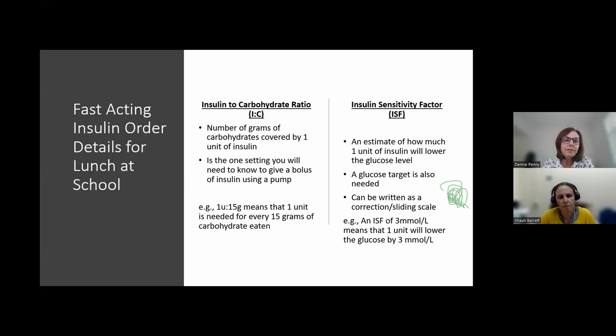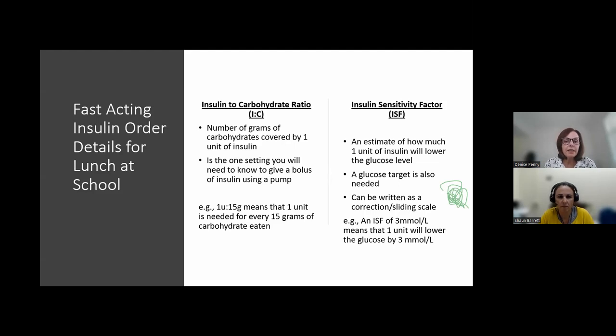You'll see in terms of the orders coming through for the fast-acting insulin, some of the children are using what's called an insulin to carbohydrate ratio, or an ICR. Basically, that is a number of grams of carbohydrates that is covered by one unit of insulin. And this allows some more flexibility for the amount and types of food that the children may be eating. So, for example, an insulin to carb ratio of 1 to 15 grams means that one unit is needed for every 15 grams of carbohydrates eaten. So 2 units would be required for 30 grams.